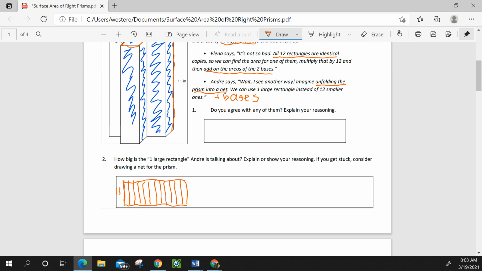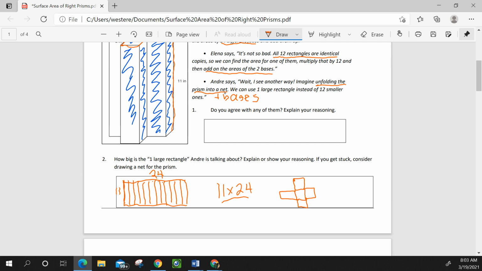Each one of these lengths here is 2. So 2, 4, 6, 8, 10, 12, 14, 16, 18, 20, 22, 24. So it's 11 tall and 24 wide. So it would be 11 by 24. 11 inches by 24 inches. But remember, we have those two bases that look like that.